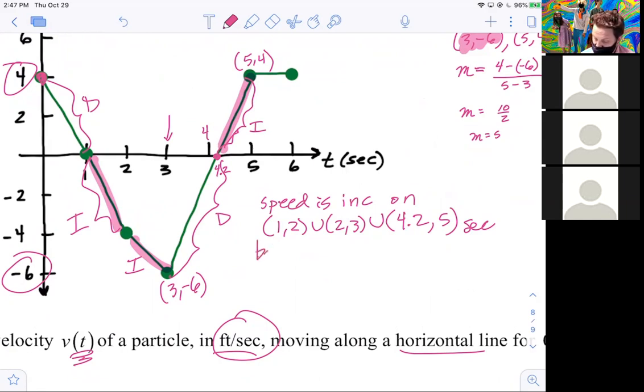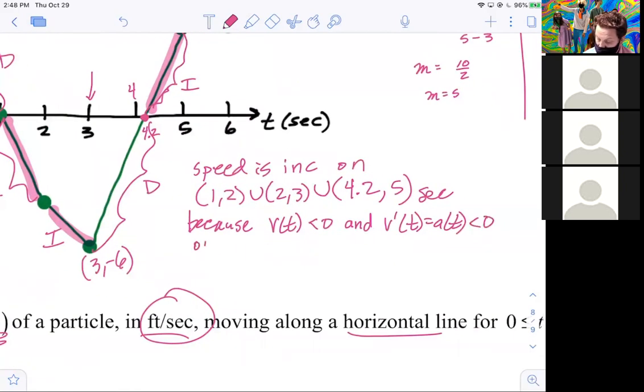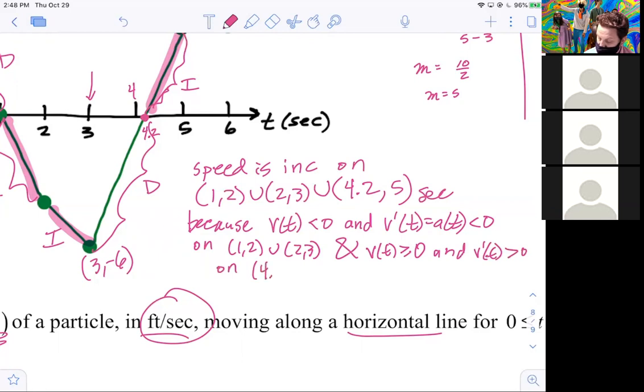Because v of t is less than 0 and v prime of t, which now if you want to call that a of t, it's up to you, is also less than 0 on the intervals from 1 to 2, union 2 to 3, and then v of t is greater than 0 and v prime of t is greater than 0 on the interval from 4.2 to 5.